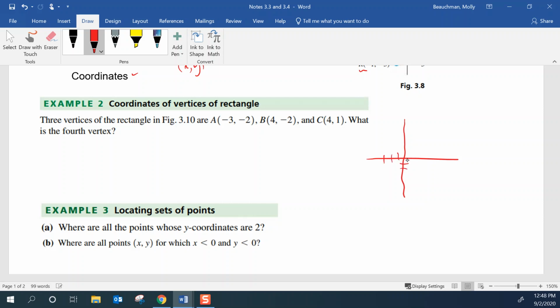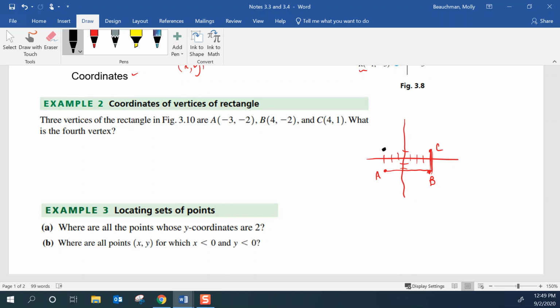So the point A is negative 3, negative 2. The point B is 4, negative 2. Point C is 4, 1. So 1, 2, 3, 4, up 1. And then, so there's the start of a rectangle. So that last point is going to have to be right here to make a rectangle.